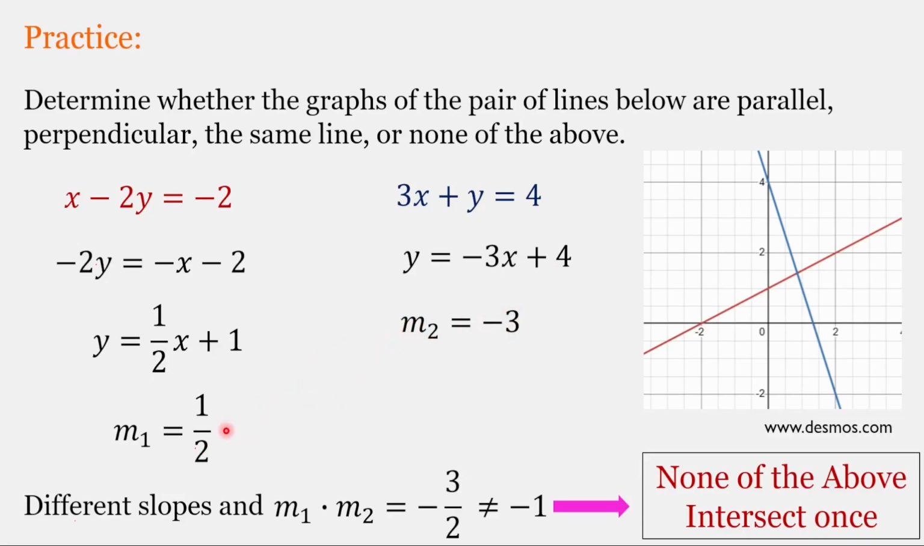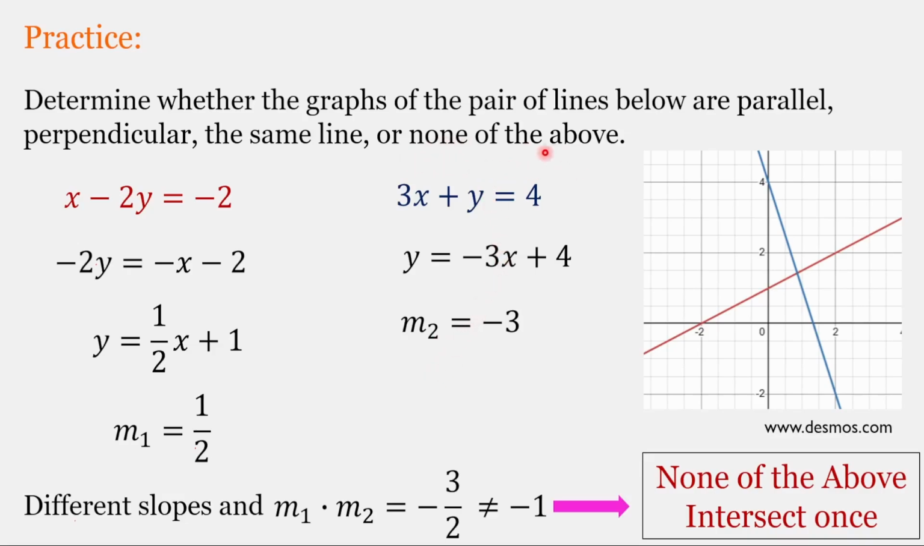They will cross. Now we need to determine if they're going to intersect at a 90-degree angle, giving us perpendicular lines. We test that by multiplying the two slopes. In this case, we end up with -3/2. -3/2 is not equal to -1. These slopes are not opposite reciprocals of each other. So therefore, they're not perpendicular lines.